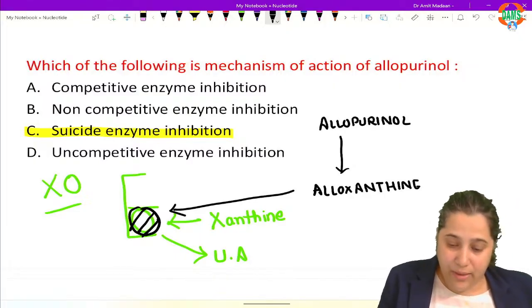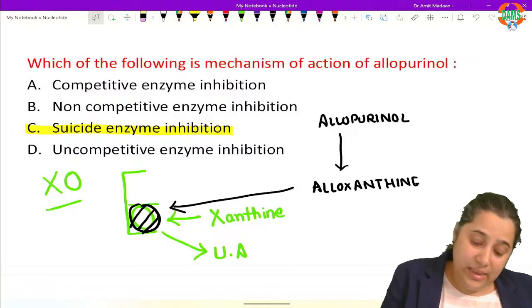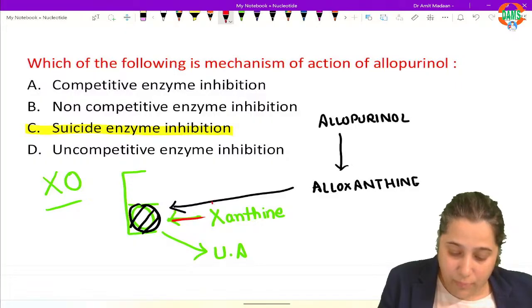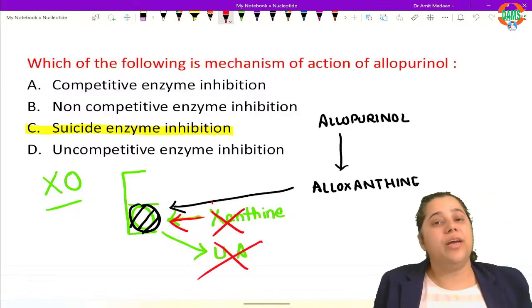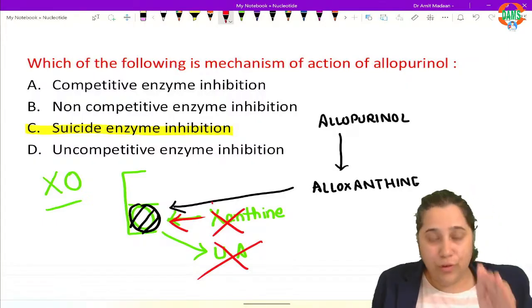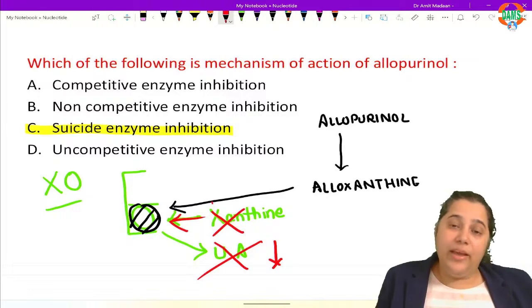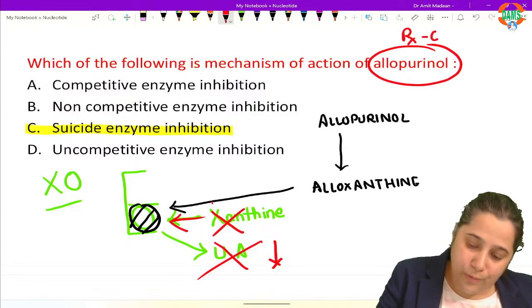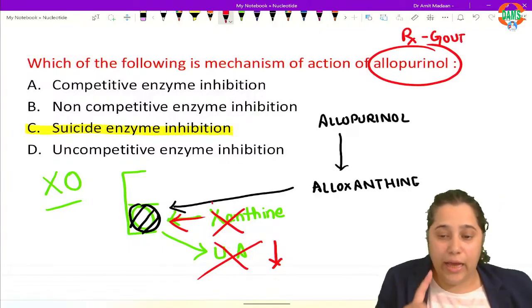Now what will happen is, because it is not leaving this site, the xanthine when it comes will not be able to bind and it will not be converted to uric acid. So the levels of uric acid will decrease, and that is why we use it in the treatment of gout. High uric acid is treated by allopurinol.